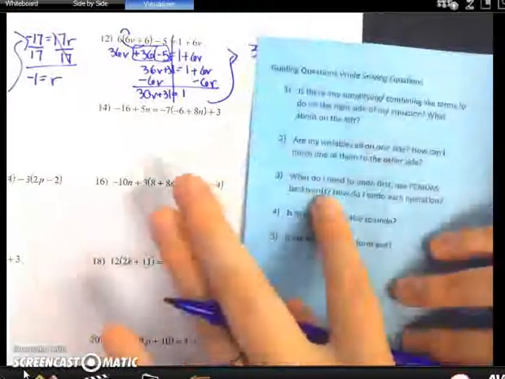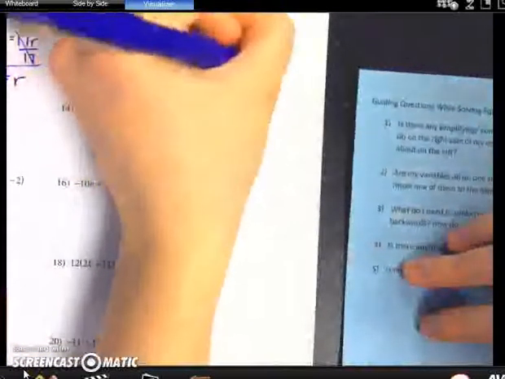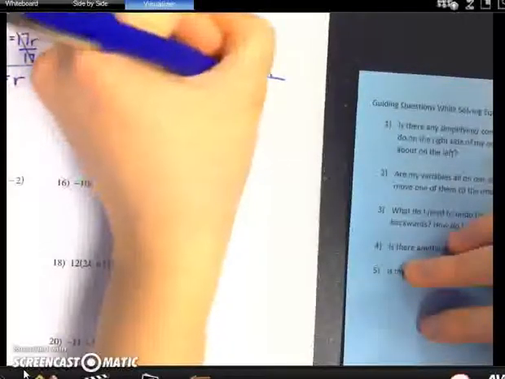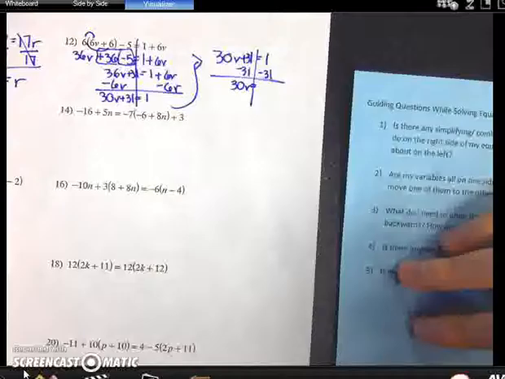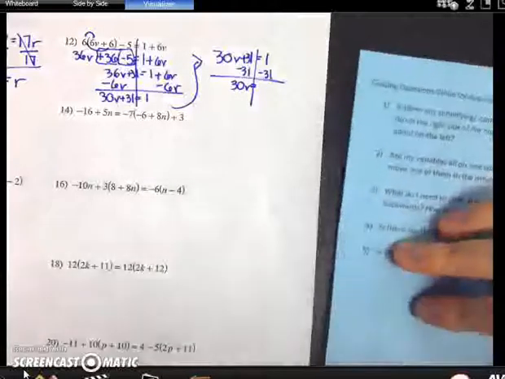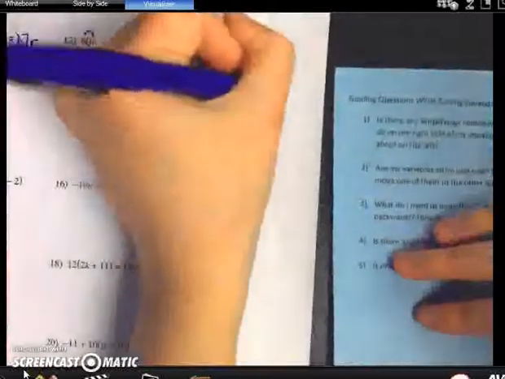What do I need to undo first using PEMDAS backwards? Well, I have multiplication and addition. I'm going to undo addition first by subtracting 31. That gives me 30b equals 1 minus 31, well, 1 on the positive side, and then the other 30 are on the negative side, so negative 30.